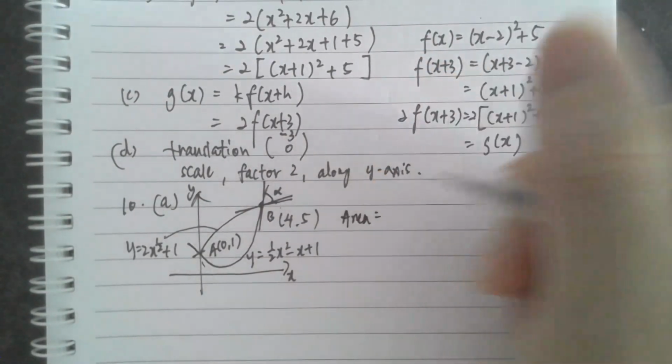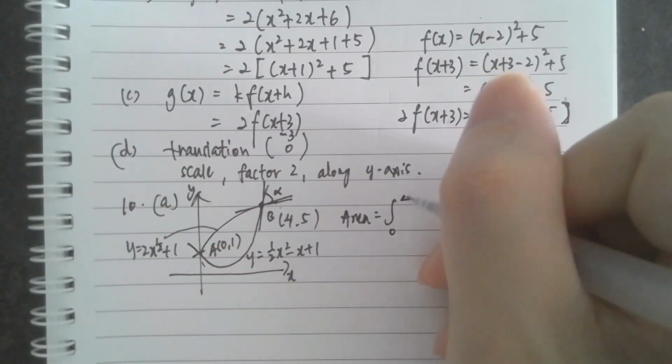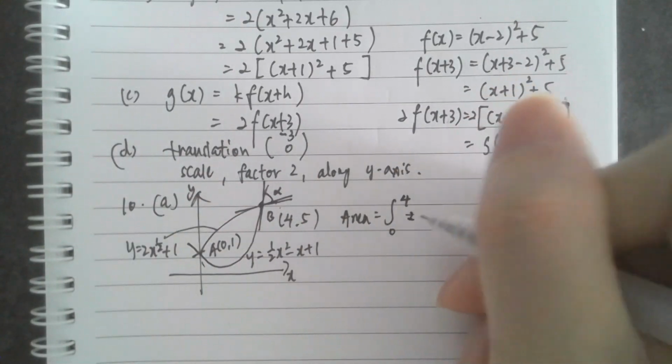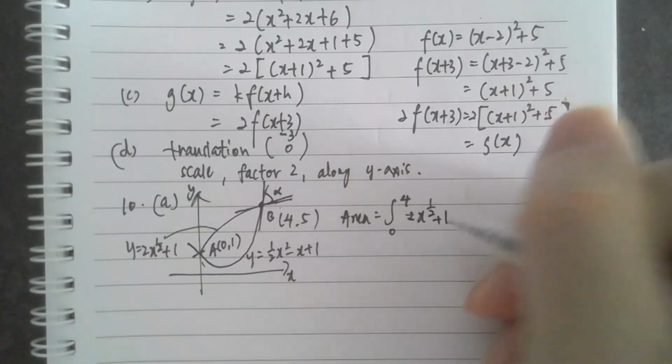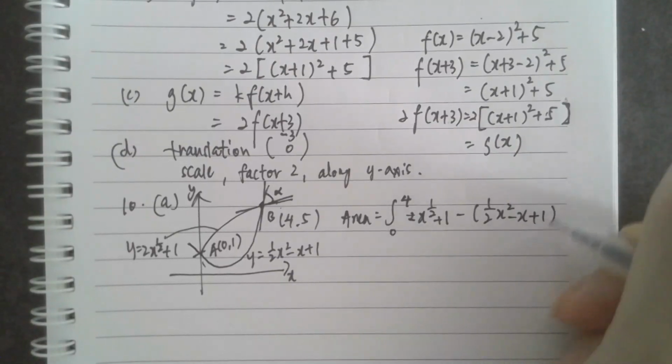Therefore the area is the integral between 0 to 4 of the upper curve, which is this, subtract the lower curve, dx.